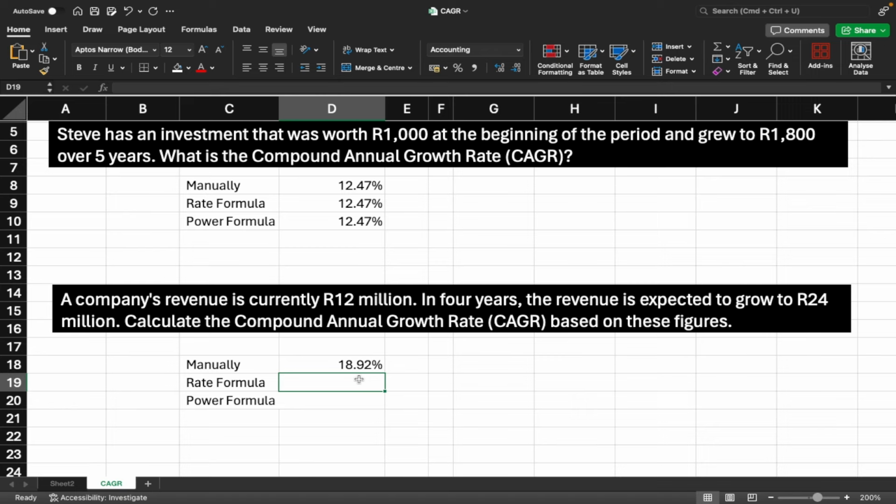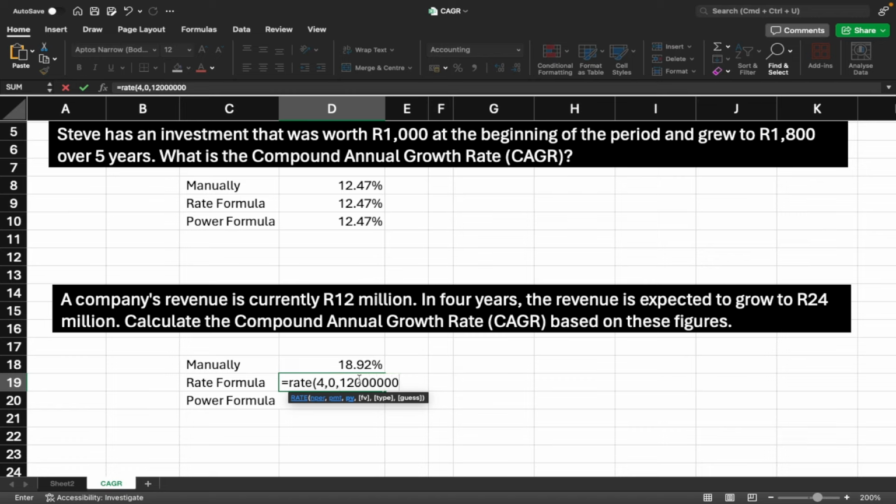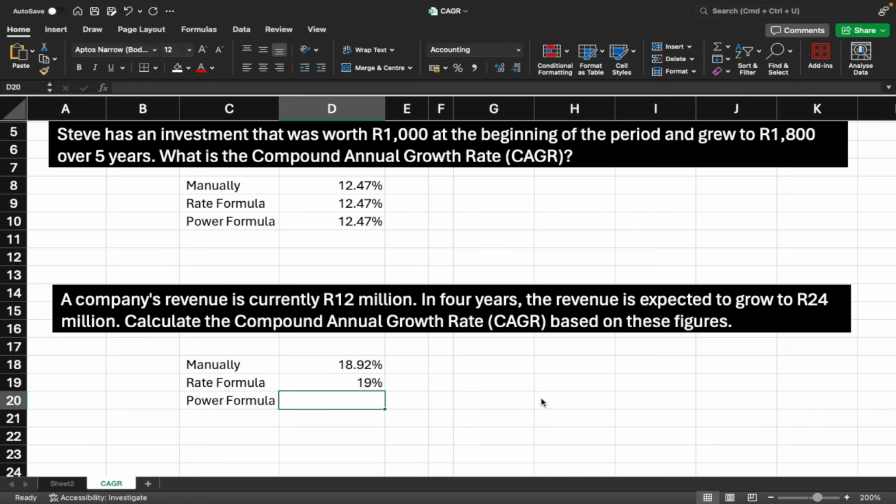Now let's use the rate formula. Equals to rate, and then open bracket. The number of periods is 4, and then comma, there's no payment, remember, with the CAGR, so I'm going to put 0, and then comma again, my present value, I'm going to put the 12 million. And then I'm going to make sure I put it as a negative. Remember, you can either put your present value or your future value as a negative. One of them has to be a positive and one a negative. And then comma again, my future value is 24 million. So I'm going to put 24 million. Okay, and then I'm going to close my brackets and press enter. You can see 19%. If I increase my decimals here, 18.92%.